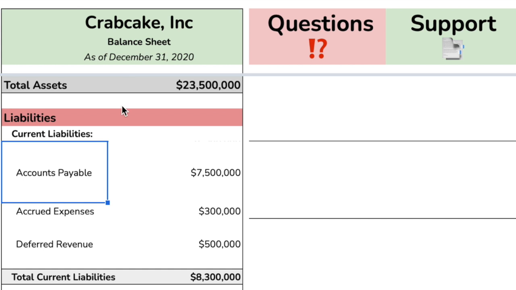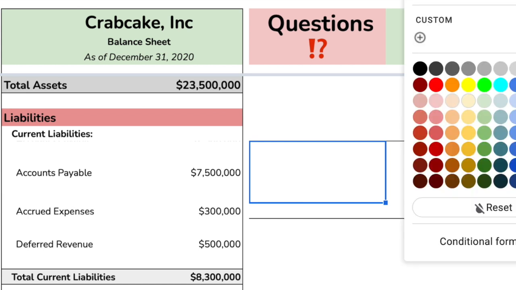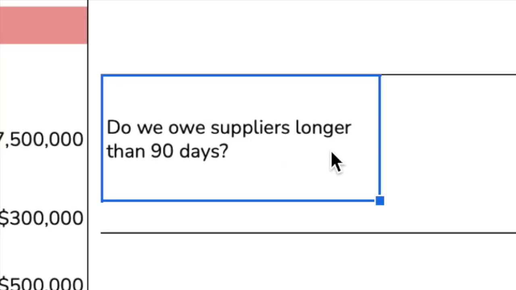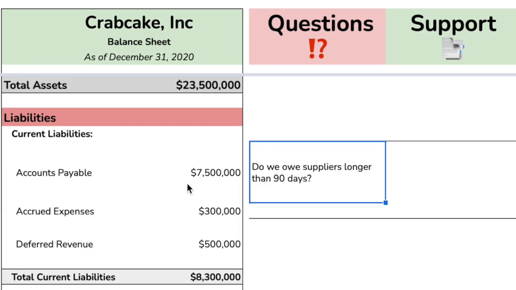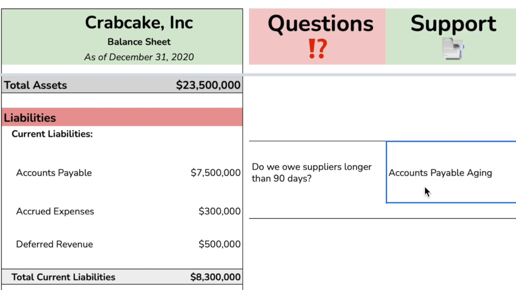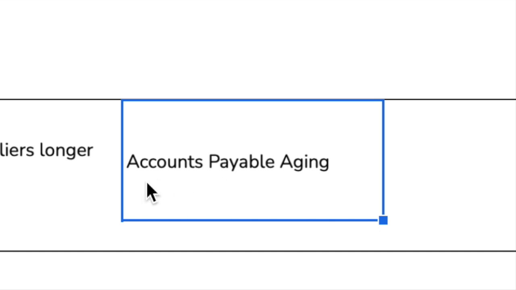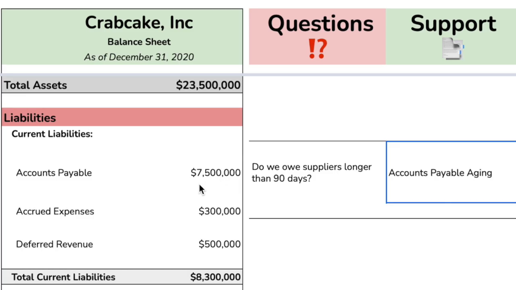And the balance that Crab Cake Inc. has as of December 31st, 2020 is $7.5 million. And the question I'm going to have on this is, do we owe suppliers longer than 90 days? If we owe suppliers longer than 90 days, this may signal that the business is unable to meet its current obligations. And so the support I'm going to look for here is going to be accounts payable aging, and that's going to show me the breakdown of the $7.5 million by supplier and by time period.